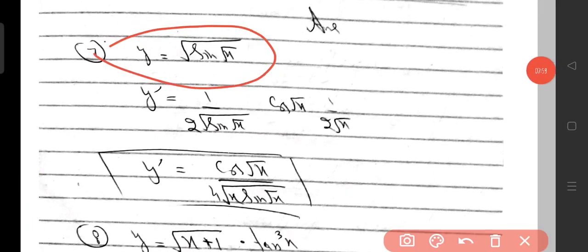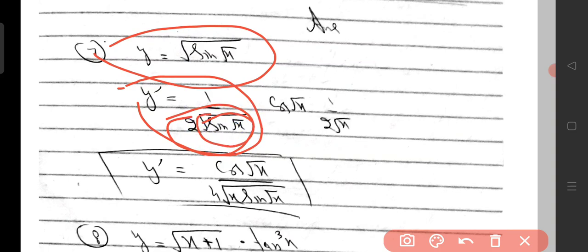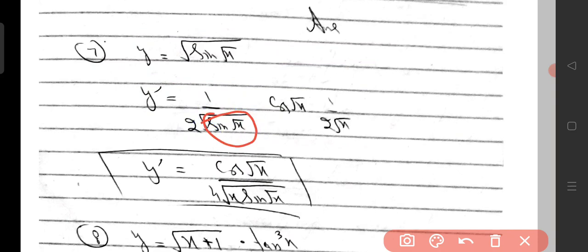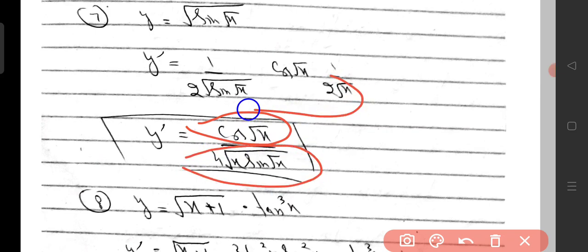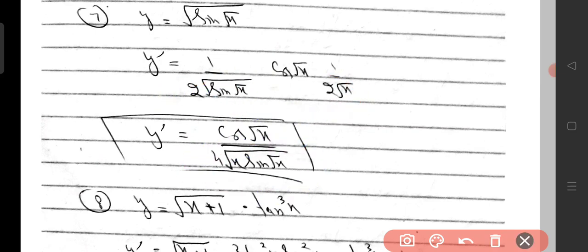y is equal to under root sine root x. So for the derivative, first of all apply the root identity, which is 1 over 2 root box, and the derivative of the box, the box is sine root x. The derivative of sine root x is cos root x, and then again the derivative of root x, which is 1 over 2 root x. So finally, combining these two things, you will get cos under root x divided by this result.